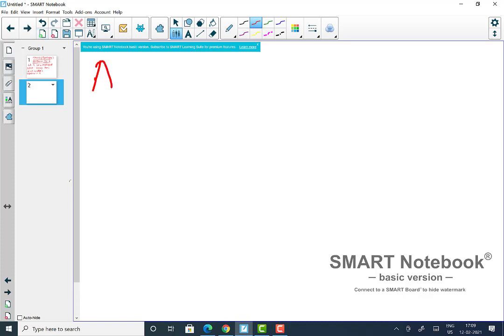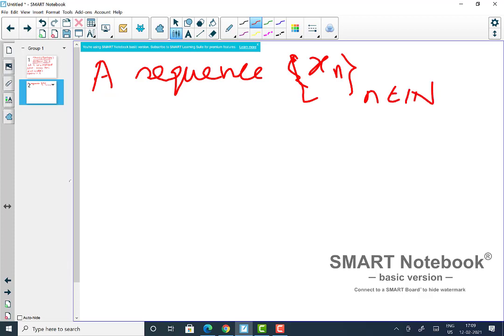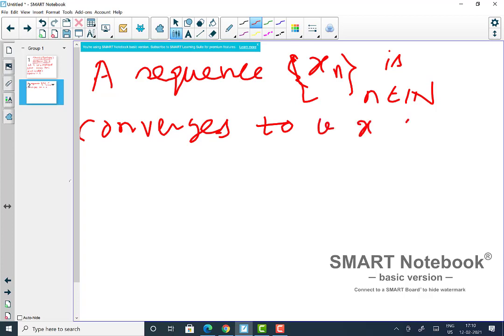So a sequence, let me write it with the symbols x_n, n belongs to the natural numbers. This is a map that sends n to x_n. The sequence x_n converges to a point x, which is an element of X. When I say sequence, I mean a sequence inside X, converging to a point x which is an element of X.